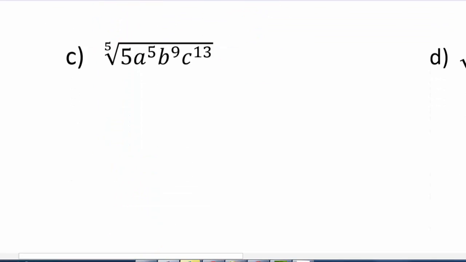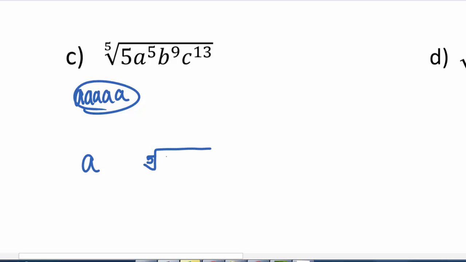Okay. So here we have the 5th root of 5, a to the 5th, b to the 9th, c to the 13th. If I tried to make a factor tree with this 5, I wouldn't be able to do anything because it's 5 times 1. So that 5 is going to stay exactly where it is. I have 5 a's, so that's one group, so I have an a in front. I'm going to leave some space and see what I have left. I'm going to go one thing at a time. So I had one solid group of 5 a's, so I have 1 in the front, and that 5 is going to stay. Now I'm going to move to the b's.